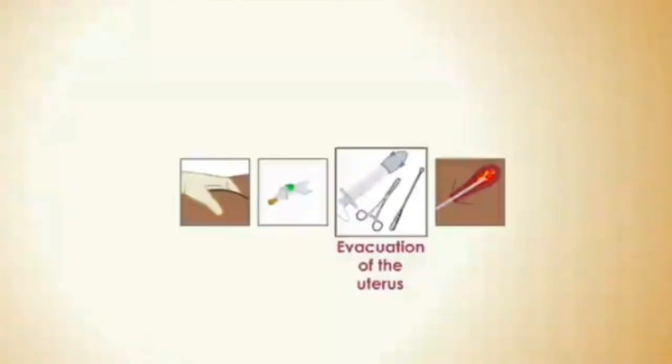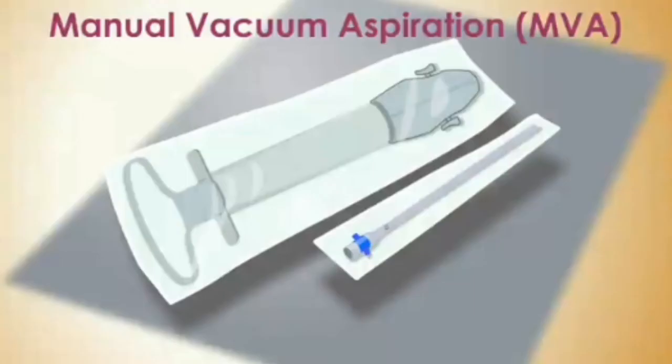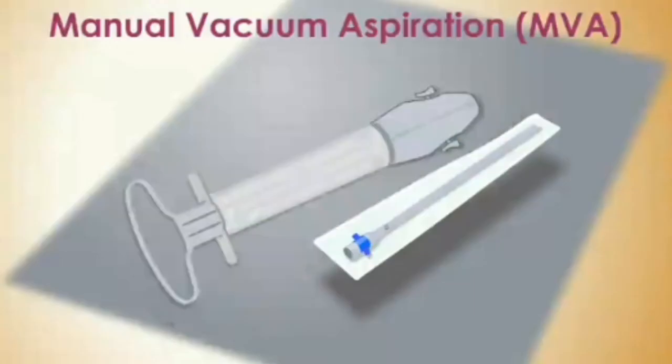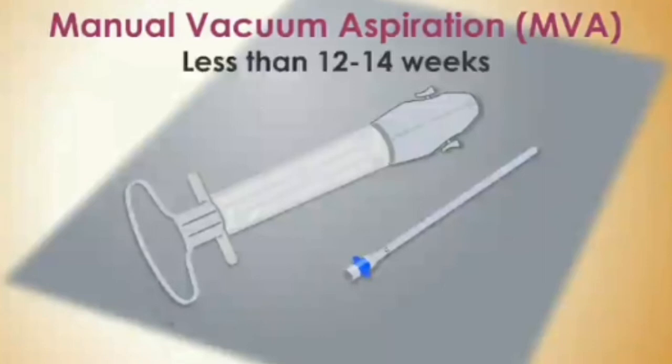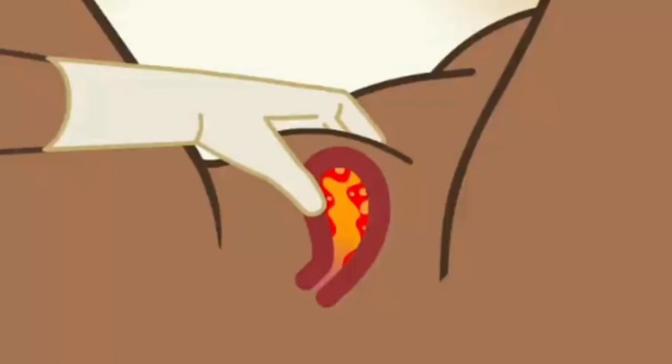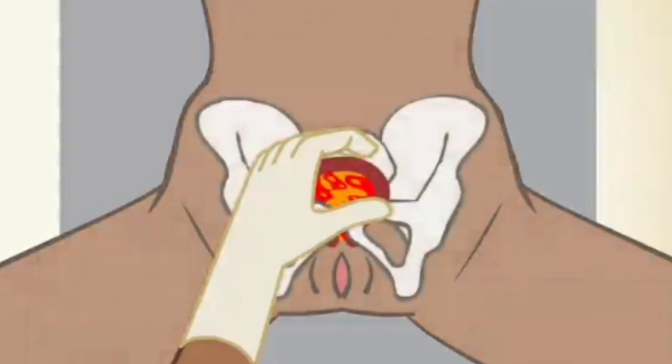Evacuation of the uterus. Evacuation of the uterus is a life-saving procedure that should be performed even at peripheral health facilities. Manual vacuum aspiration, MVA, is the preferred method for evacuation of the uterus in an uncomplicated case at a gestational age less than 12 to 14 weeks from last menstrual period. At 12 weeks, the uterus is the size of a large orange and should only be slightly palpable above the pubic bone.